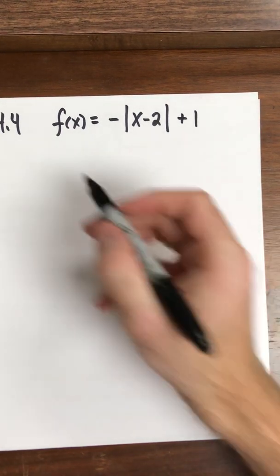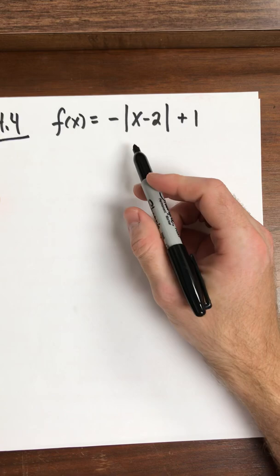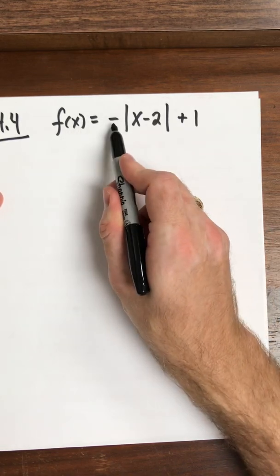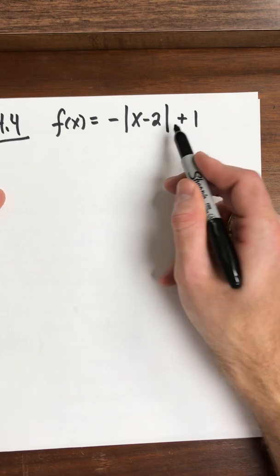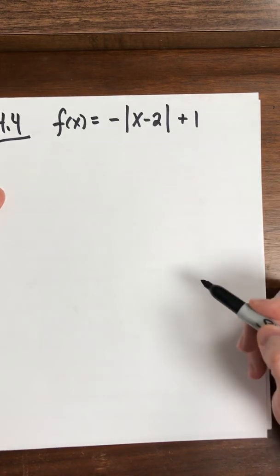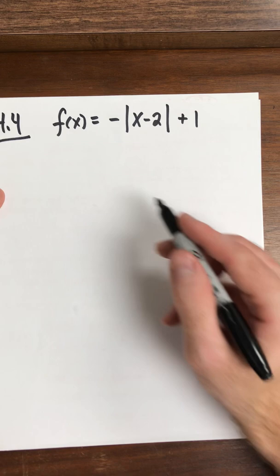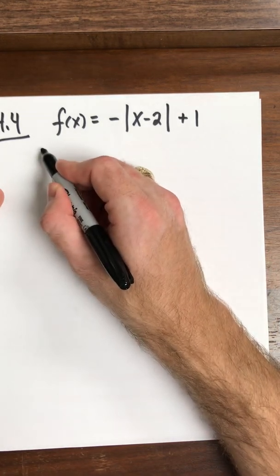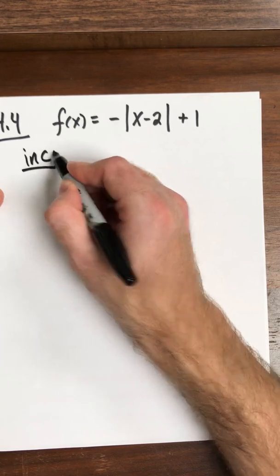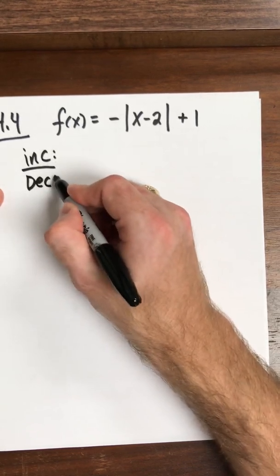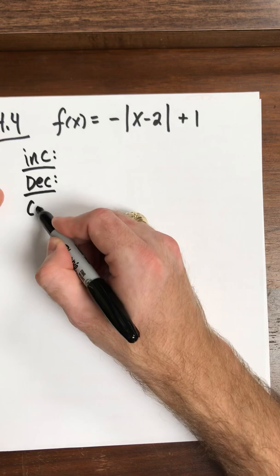Okay, so we're given a function. This is in 4.4. F of x equals negative absolute value of x minus 2, close absolute value, plus 1. And what I want to know is I want to find the open interval where the function's increasing. I want to find where it's decreasing. And I want to find where it's constant.